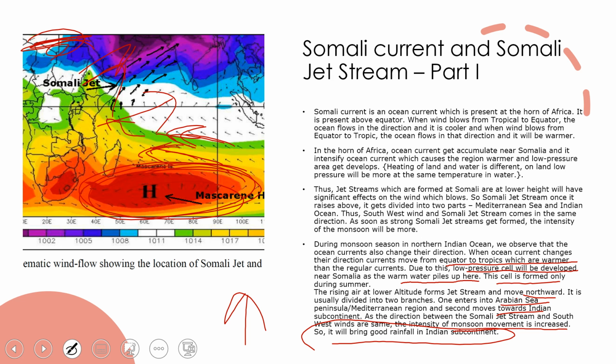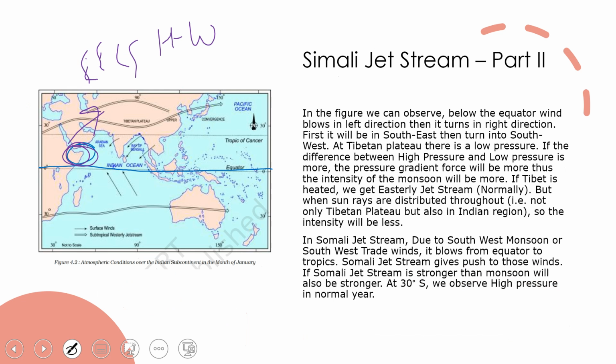And when it goes to the Indian Ocean, we already have a southwest monsoon, and it is happening in the summertime, and in the summer only we receive the monsoon. So this Somali jet stream will give another intense push to the monsoon, and ultimately we will have a good monsoon in India.